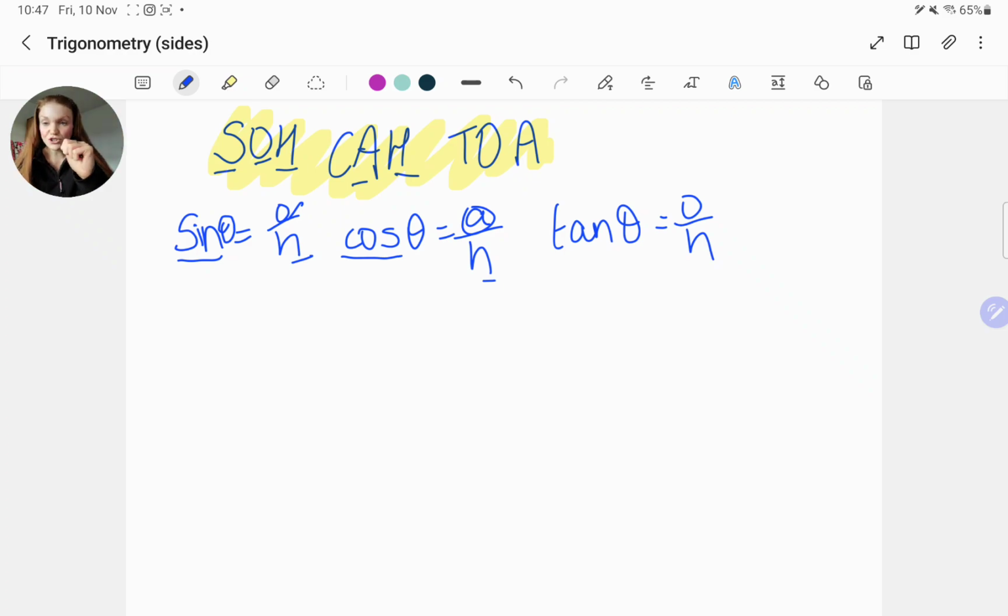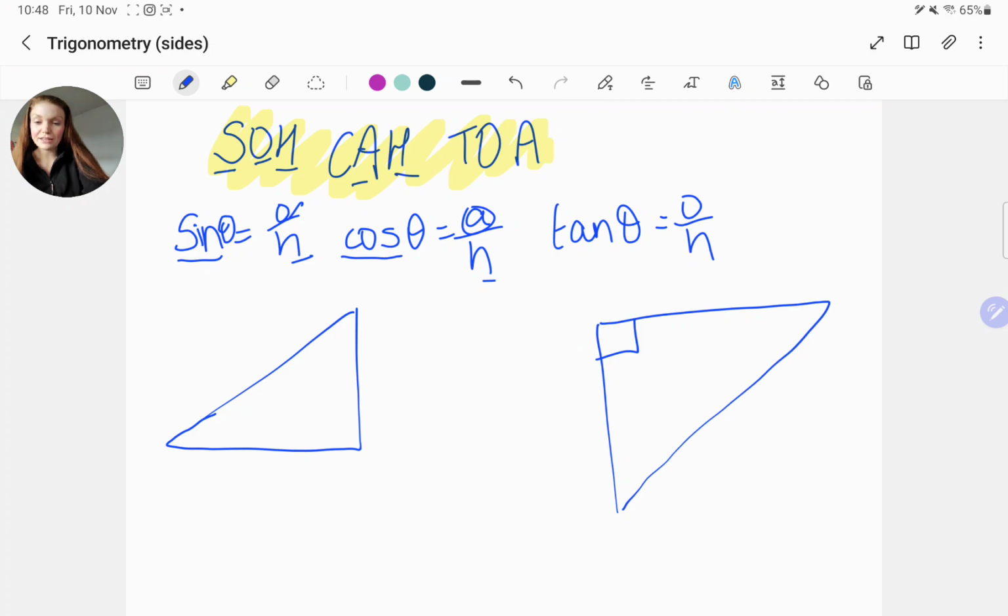SOHCAHTOA, this is for trigonometry. Trigonometry is where you will either have two sides and a missing angle, or a side and an angle, and you want to find the other side. Same as Pythagoras, right angle triangles. Okay, so let's draw a triangle so you can actually see what this is going to come out like.